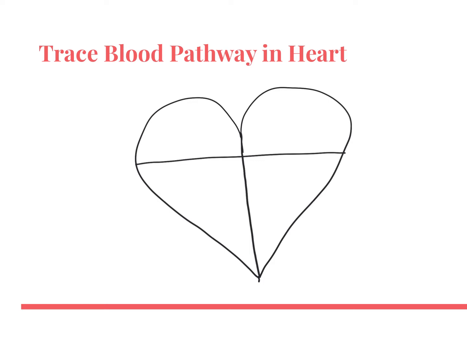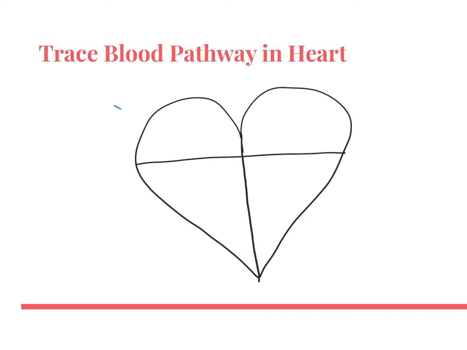So what we're going to do is draw all the structures of the heart first, and then after we have the structures in place, we will trace the pathway of blood. Okay, we're going to start off with the right side of the heart. Get a blue marker selected, and we're going to draw the structures on the right side of the heart in blue because they are low in oxygen.